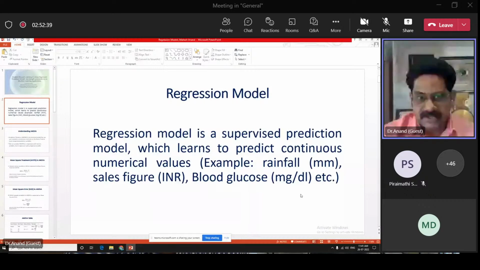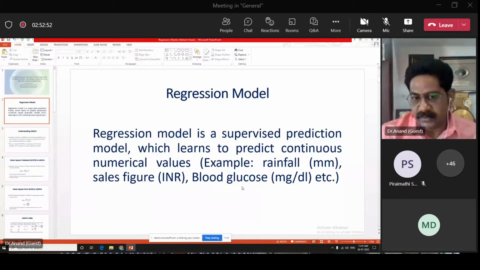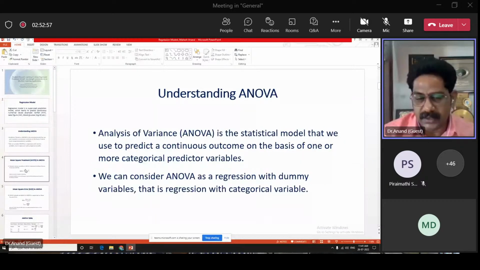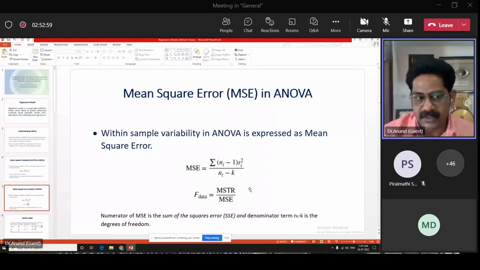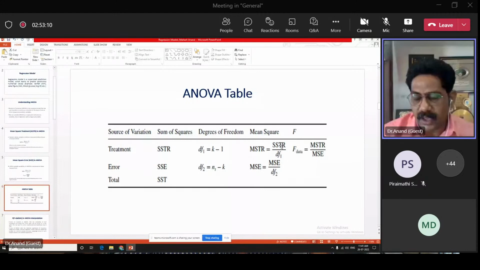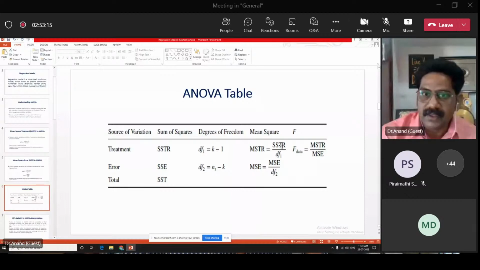So look at the Anova definition. Anova is a statistical model that we use to predict a continuous outcome. So we consider Anova as a regressor with a dummy variable, that is, a regressor with a categorical variable. In Anova, we compute the mean square treatment and mean square error, the between-sample variability and within-sample variability, and we take the ratio. Your Anova table looks like this, isn't it? The larger the F statistic score, naturally, I tend to reject the null hypothesis.